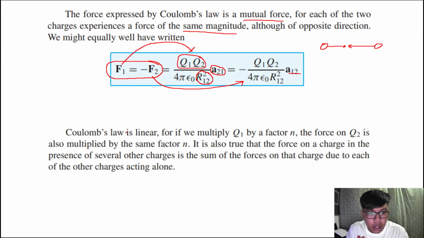Ngayon, so the Coulomb's law is linear. For if we multiply Q1 by a factor n, the force on Q2 is also multiplied by the same factor n. Okay, it is also true that the force on a charge in the presence of several other charges is the sum of the forces on the charge due to each of the other charges acting alone.